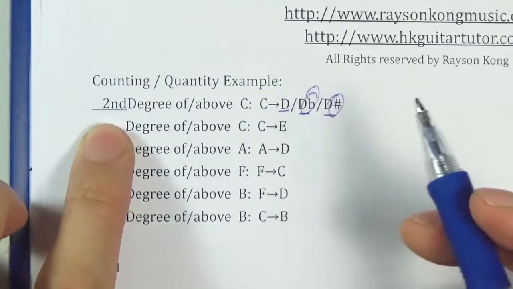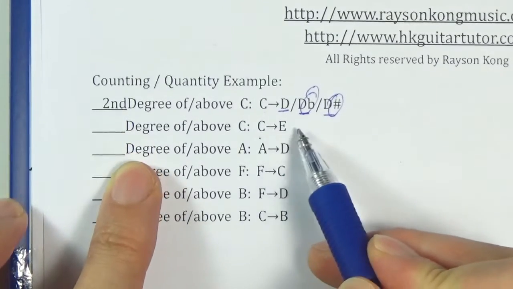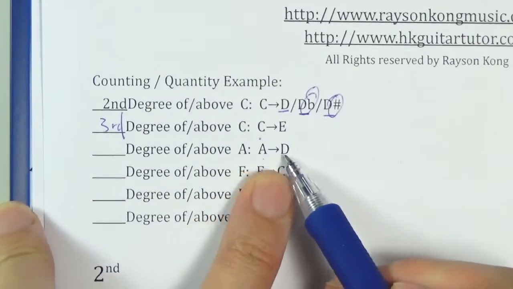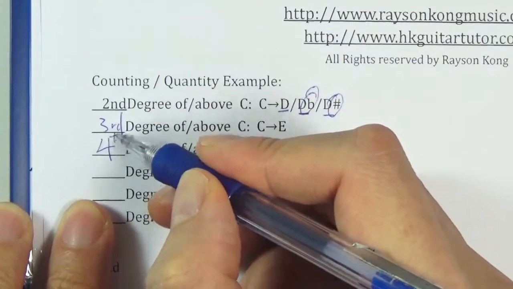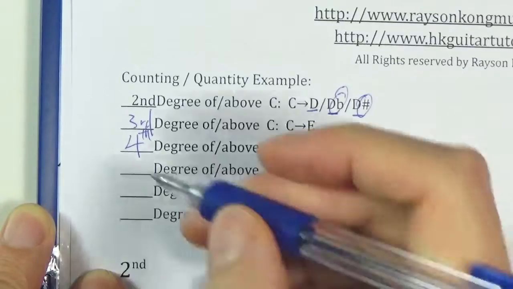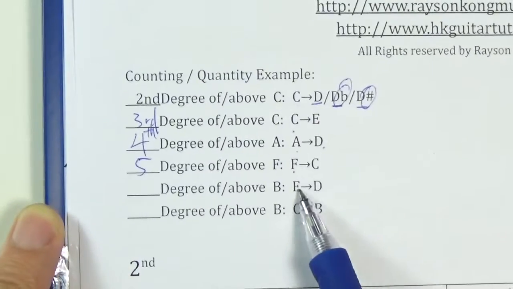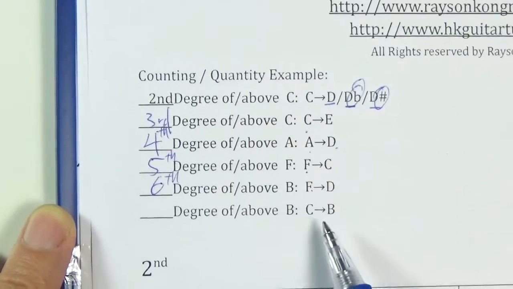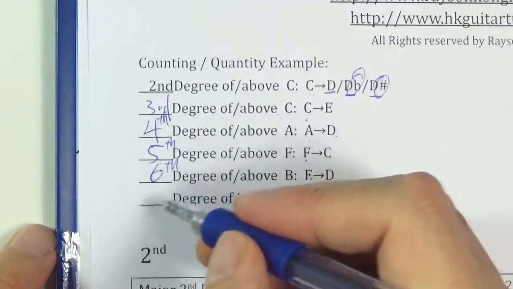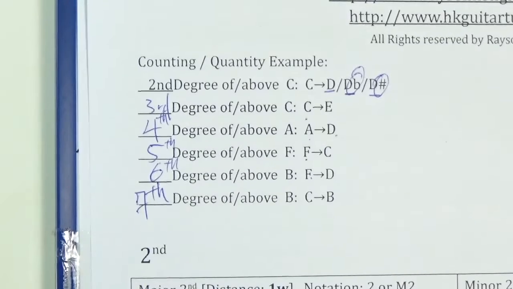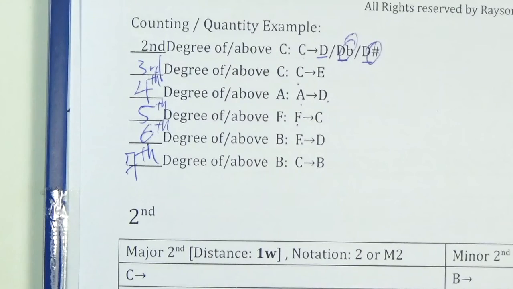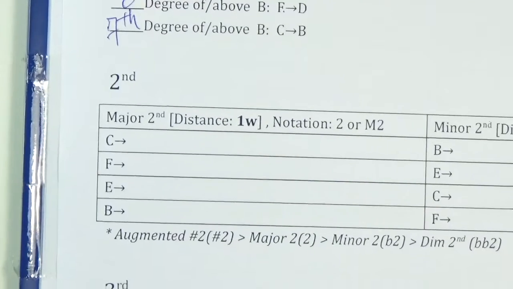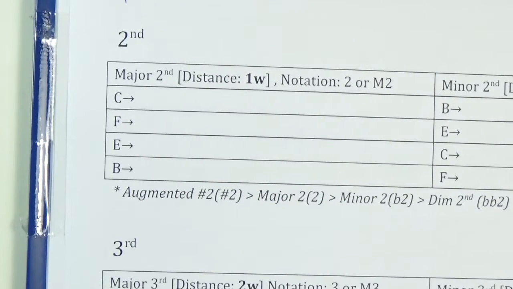So that's it. Let's do the same. C, D, E is a third. A, B, C, D is a fourth. F, G, A, B, C is a fifth. F, G, A, B, C, D is a sixth. C, D, E, F, G, A, B is a seventh. Alright, so that's the first part, quantity. Now let's review the second interval.